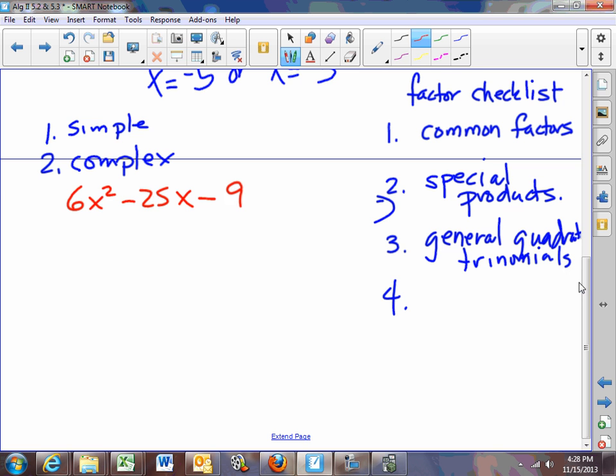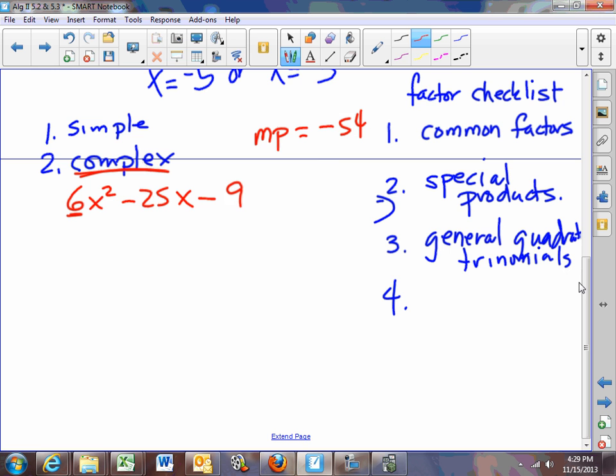Now, you ask yourself, are there any common factors? Well, 6x squared and 9 have a common factor of 3, but that's not in 25, so no. Is it a special product? No. So, is it a general trinomial? Yes, it is. And since there's a 6 in front of the x squared, it is complex still. So, we're going to execute the Dorset method. Now, the Dorset method is to find the master product, which in this case is, pause if you need more time, negative 54. Now, we're looking for a pair of factors of negative 54 that add to give negative 25.